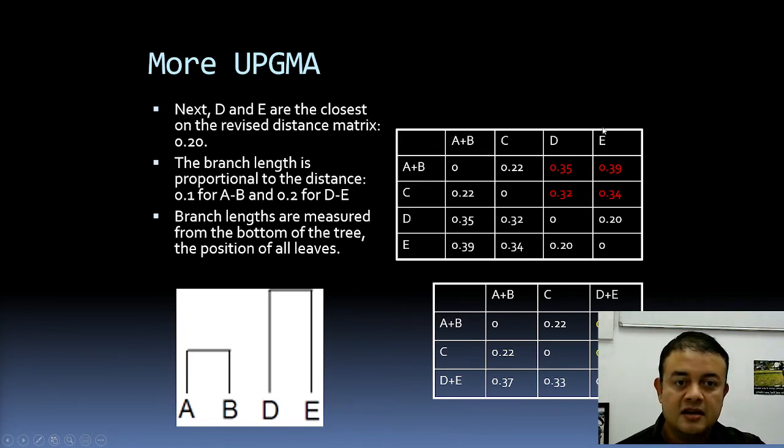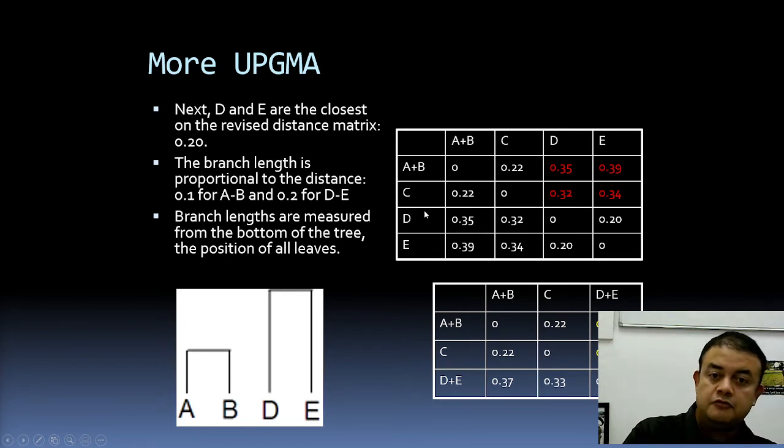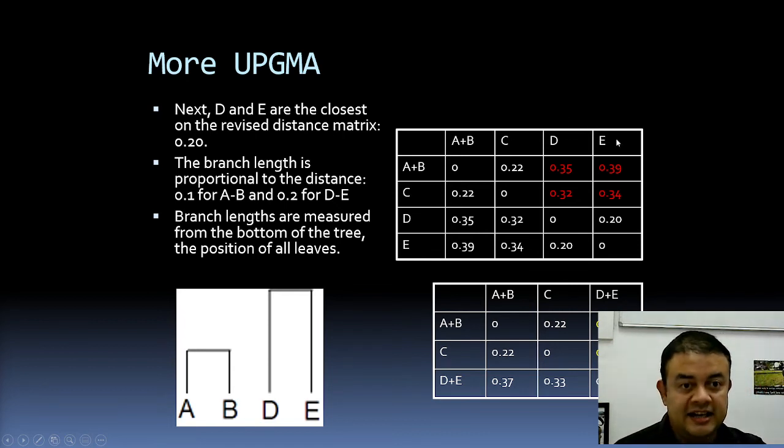And then what is the next step? Basically you have to recalculate, since you are combining D and E. So D to A plus B is 0.35. E to A plus B is 0.39. Now if you combine D plus E like this, then you have to calculate the average of these two values. 0.35 plus 0.39 divided by 2 is 0.37. Like that. Here also, 32 plus 34 by 2 is 33. Like that you did it.